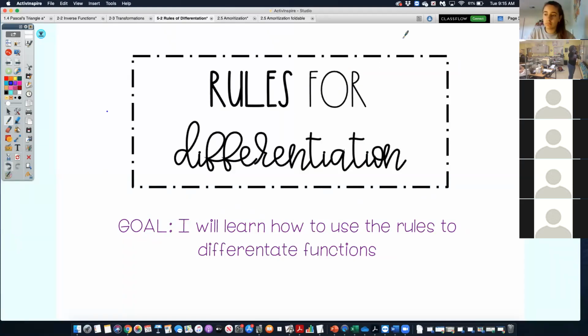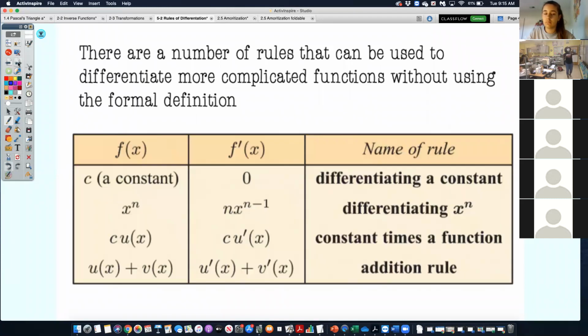So, rules for differentiation is what we're talking about here, okay? By going through that whole process on the other slide, you were able to see exactly how that rule connects. And like I said, that was called the power rule. But there are a few other different rules that are used to differentiate functions. We've kind of already talked about all of them when we saw the connection between the original and the derivative of all the ones we've done so far using the formal definition. There are a number of rules that can be used to differentiate more complicated functions without using the formal definition.